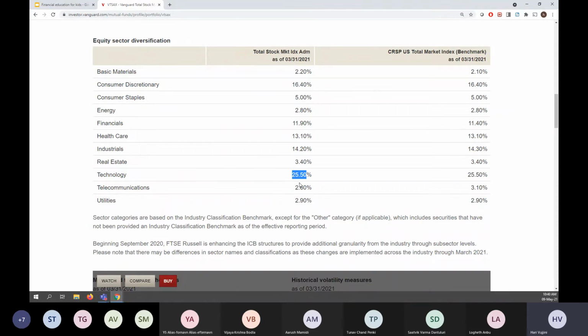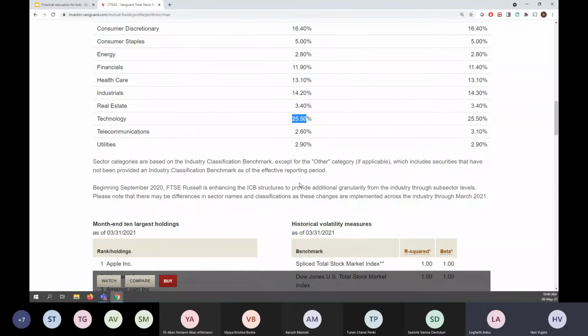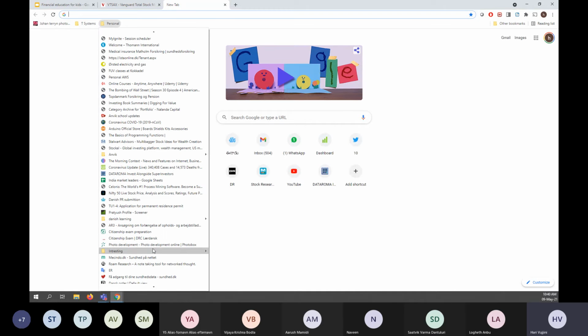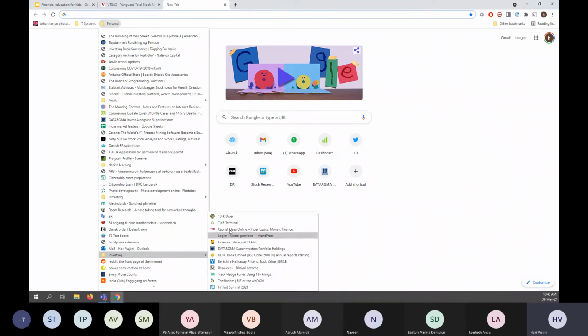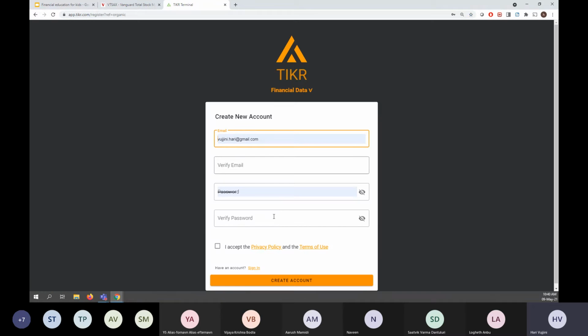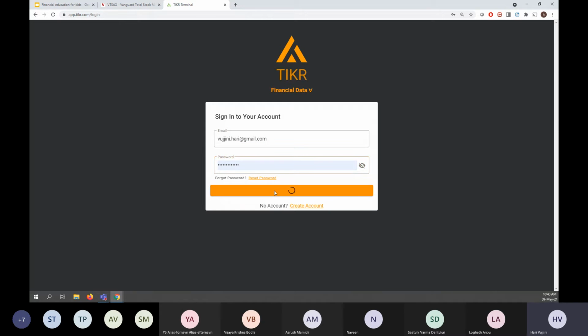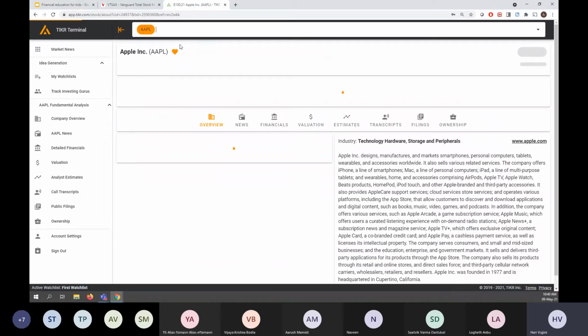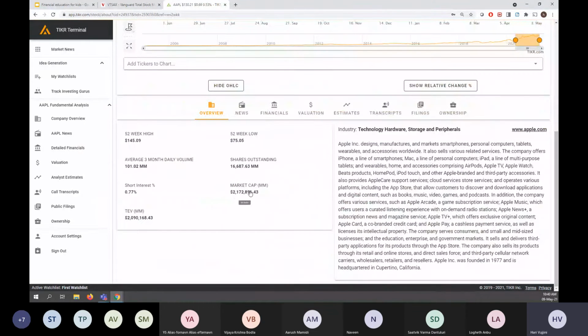So what's a market cap? Market cap is the price multiplied by the number of shares outstanding. If you remember, market cap is the market value of the company. So if we just go back here and look for Apple, this is the market cap of Apple. It's $2.17 trillion. This is in millions, so you divide it by 1,000, you get it in trillions. So that's a market cap.